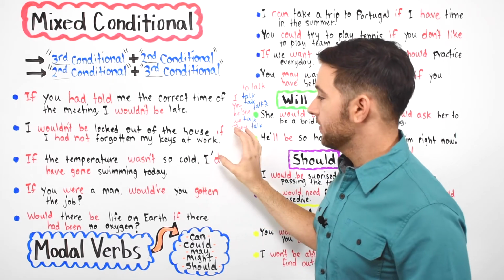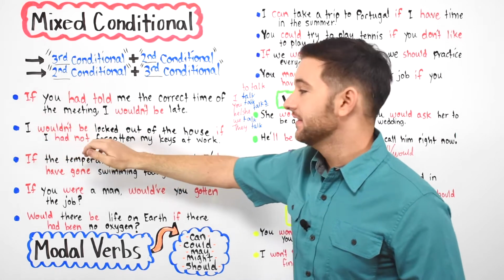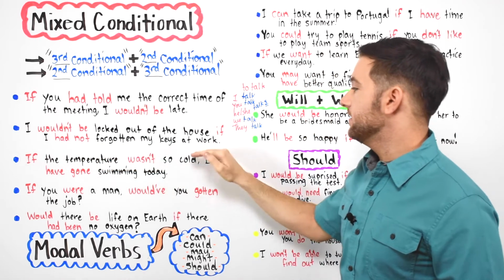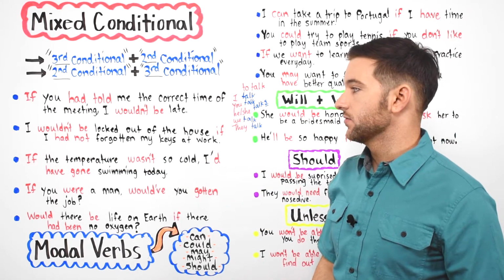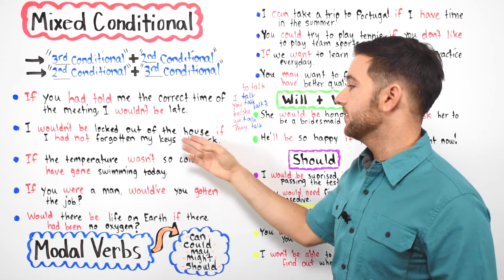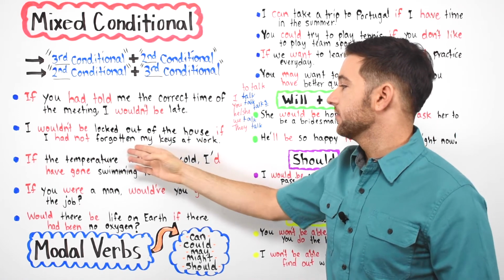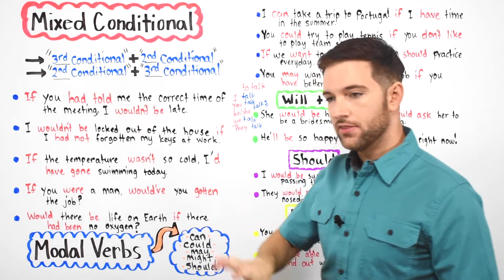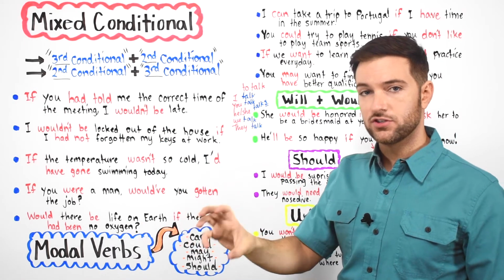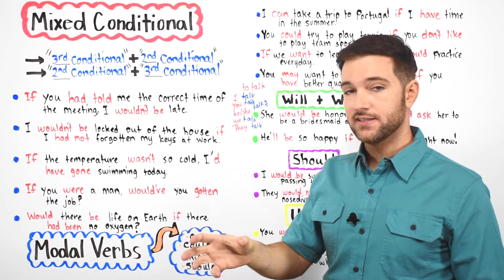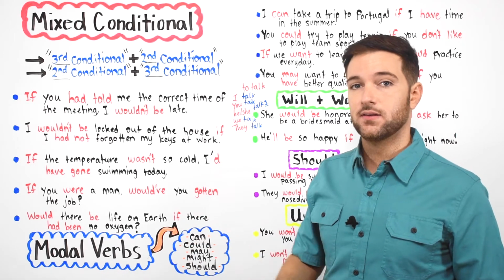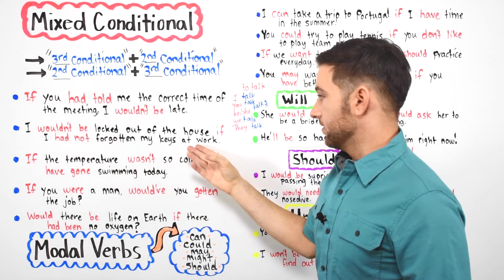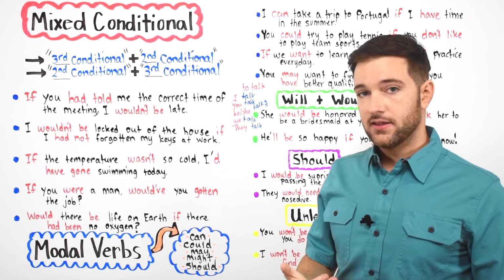And we'll see the same thing right here as well. So you ready? I wouldn't be locked out of the house if I had not forgotten my keys at work. Locked out means that the door to your house or to your car or wherever is locked. It cannot open. So, I wouldn't be locked out of the house. In this case, you are locked out of the house.